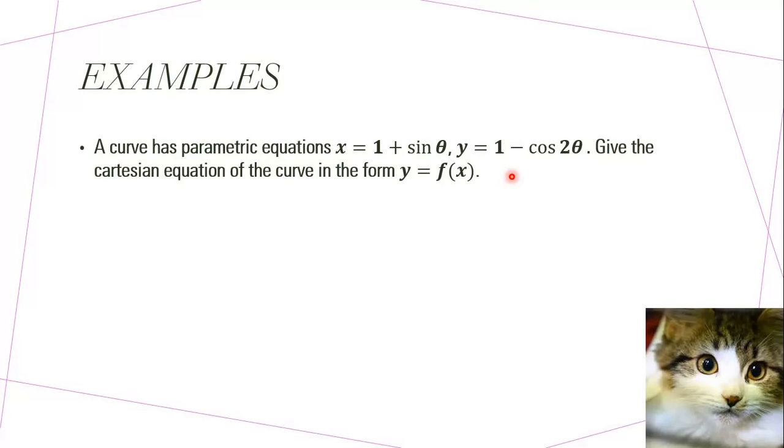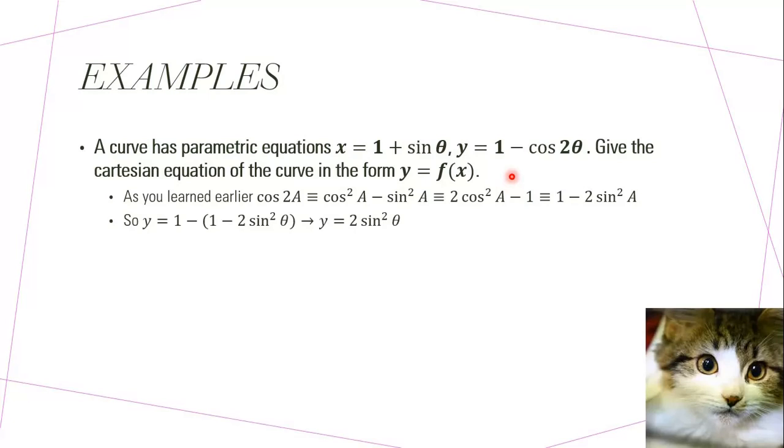Okay, so a curve has parametric equations x equals 1 plus sine theta and y equals 1 minus cos 2 theta. Give the Cartesian equation of the curve in the form y equals f of x. So for this one, you need some of the trig identities learned earlier. In this case, cos of 2a is equal to cos squared a minus sine squared a, which is equal to and so on. I went through all that earlier.